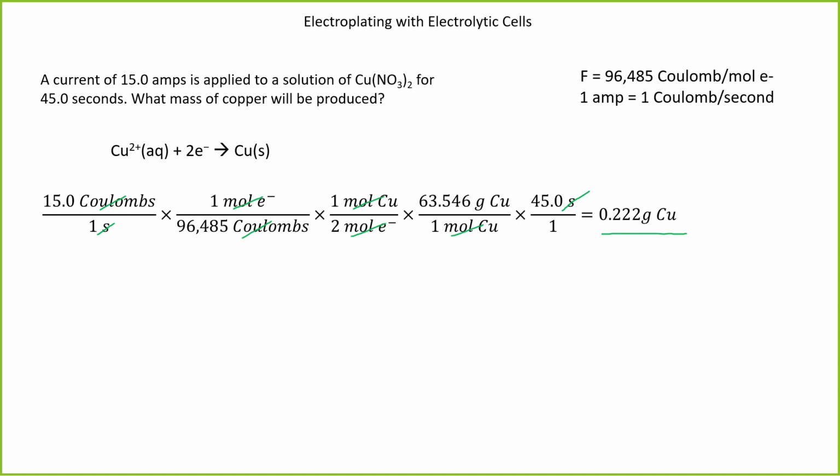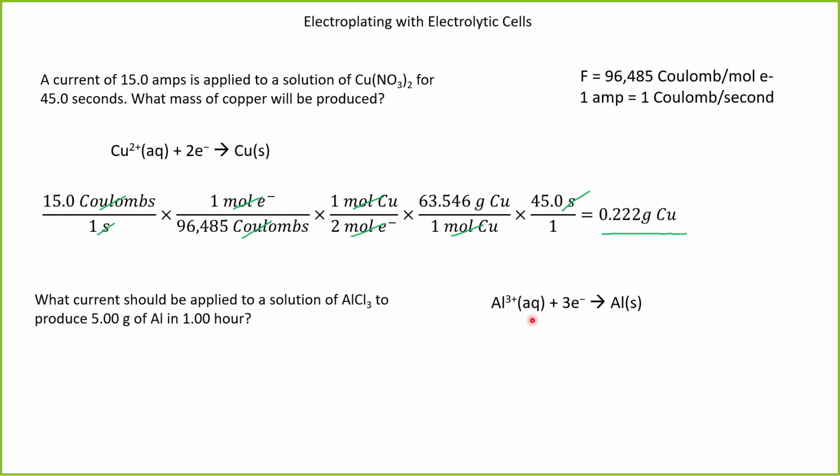Let's do another problem. What current should be applied to a solution of aluminum chloride to produce 5 grams of aluminum in 1 hour? So what is the reaction that's happening here? I have aluminum ions in solution. I'm adding 3 moles of electrons and I'm getting out aluminum metal.